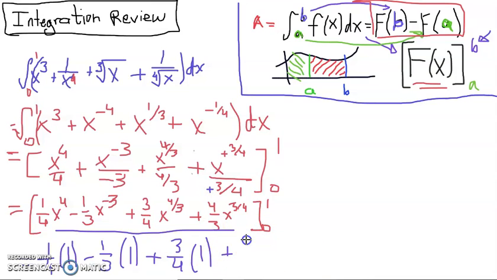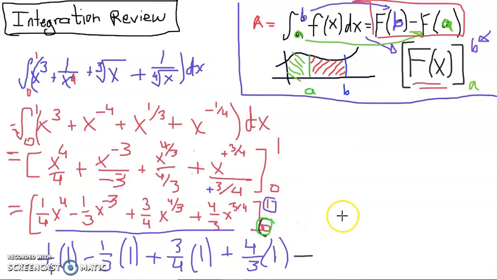Plus 4/3 times 1. Okay, so all I've done here, this is the first part, I have plugged in 1 for each of these values. Now for the next part, I am going to subtract the next part, and this is the lower bound.